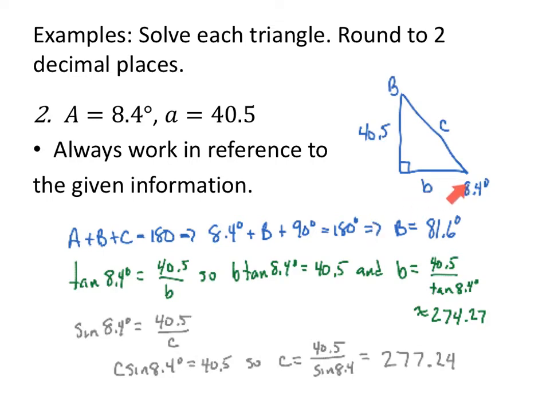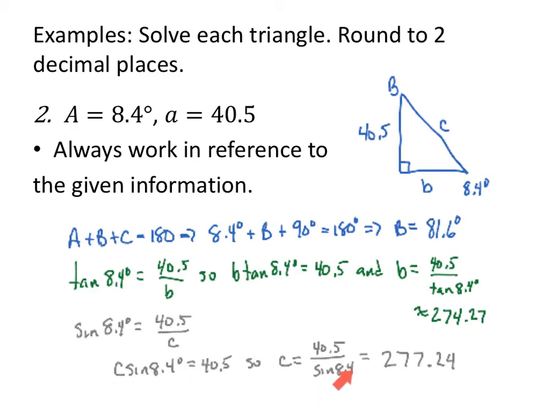Again, in reference to 8.4, I have opposite. Now I want to find side C. I'm always using the given information and nothing that I've found, just in case. I don't want to compound my errors. So from 8.4, opposite and hypotenuse, that's going to be the sine. The sine of 8.4 degrees is 40.5 over C. Multiply both sides by C and divide by the sine of 8.4.